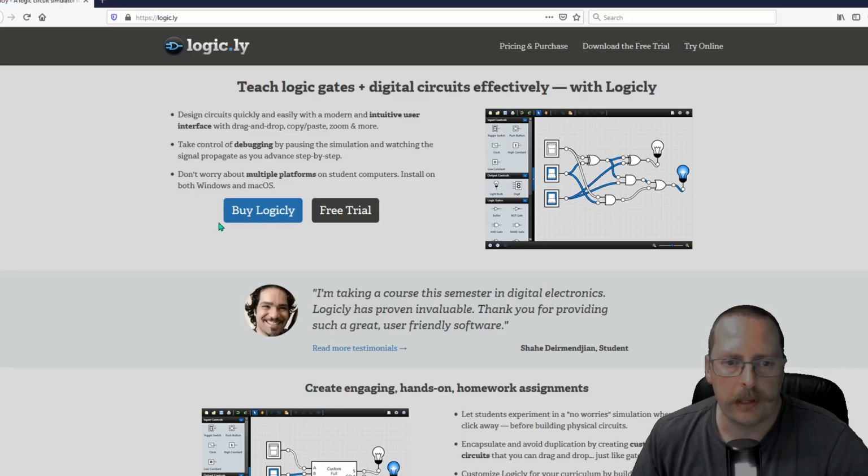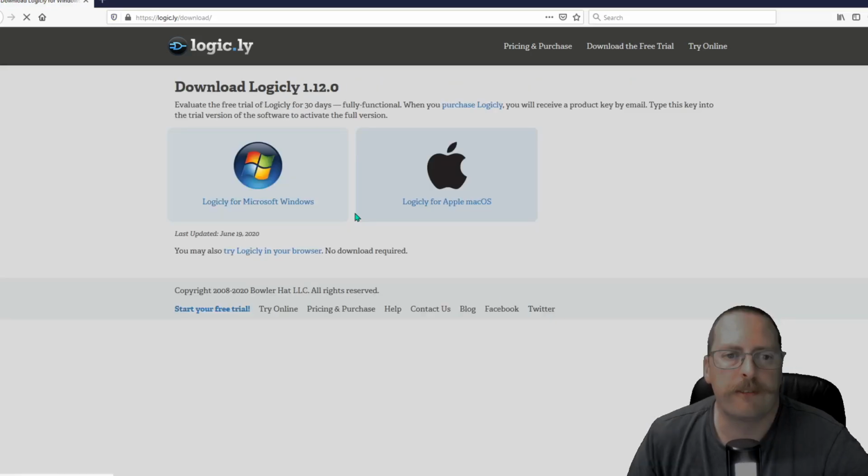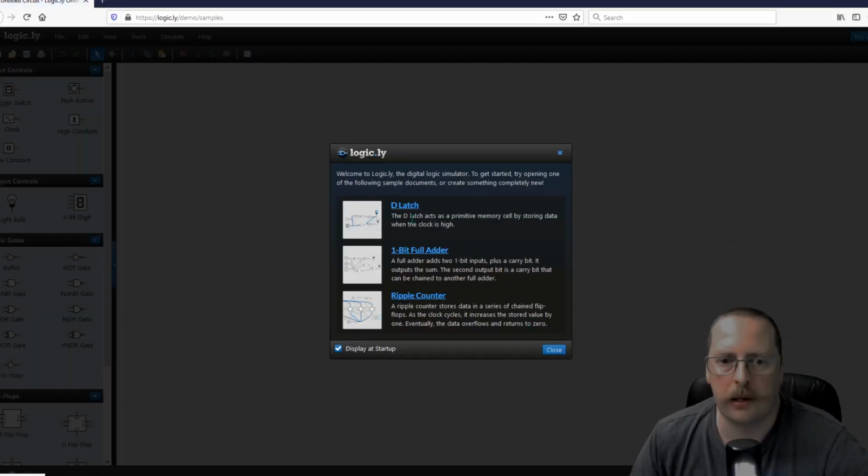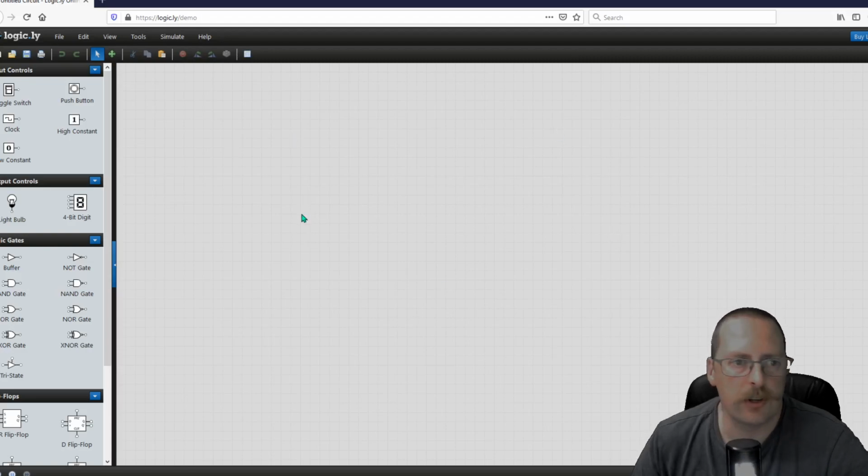There is a free trial, so we can use this one, the free trial, and you don't need to download it. All you have to do is try it in a web browser. So try Logic.ly in your web browser, and what that opens up is a version here. We can close this bit. So we have a version here.